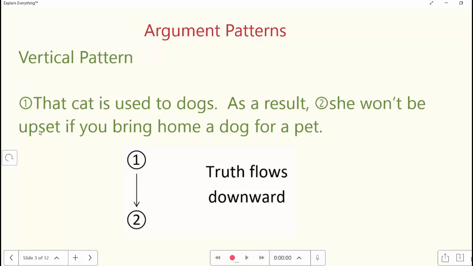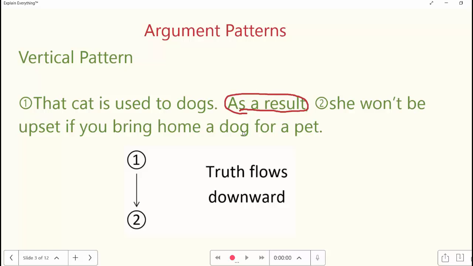All right, so our argument says, one, that cat, right, that cat over there, that cat is used to dogs. As a result, two, she won't be upset if you bring home a dog for a pet. One of the things that should stand out to us is "as a result," because that's a conclusion indicator or an inference indicator, telling us that claim 2, we're supposed to accept that to be true because of some other claim. The only other claim to even consider in this case is 1.